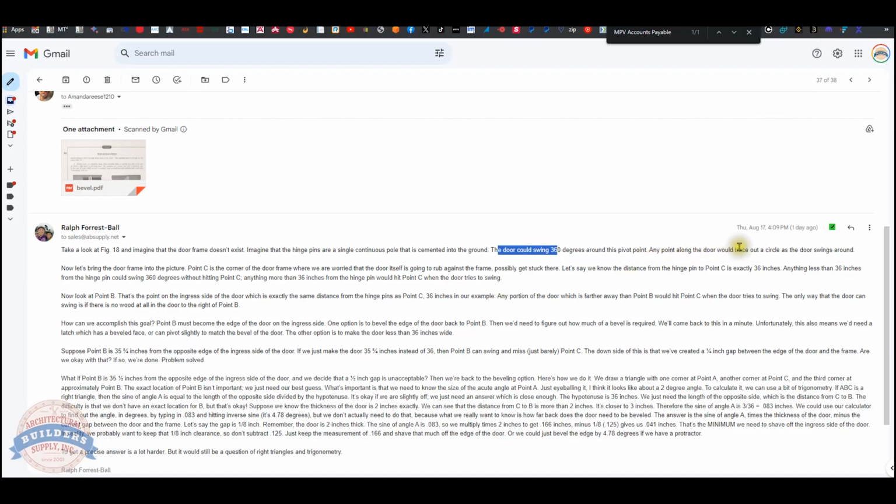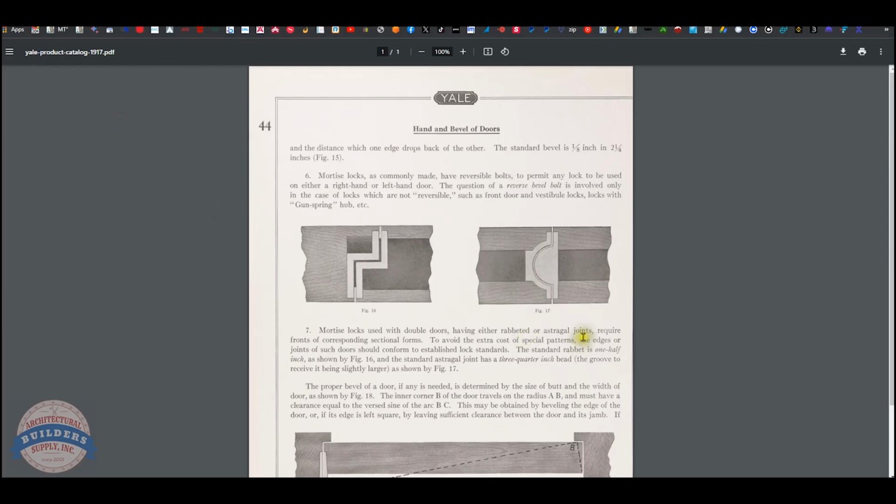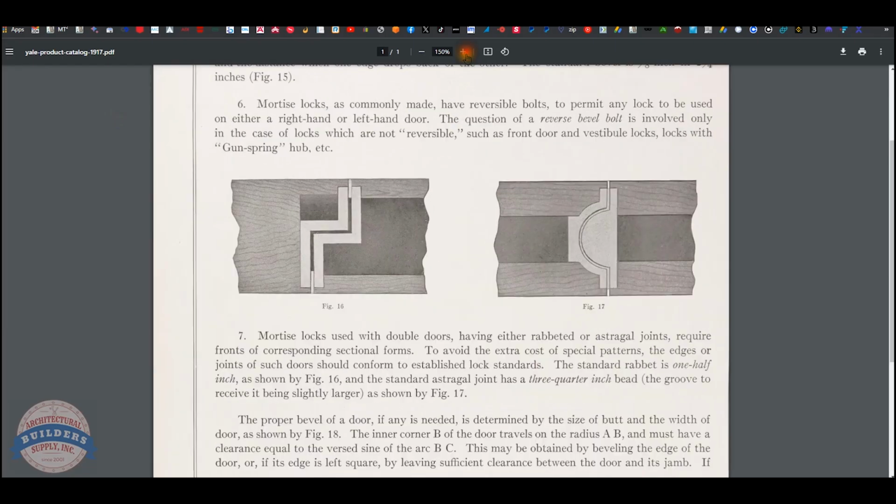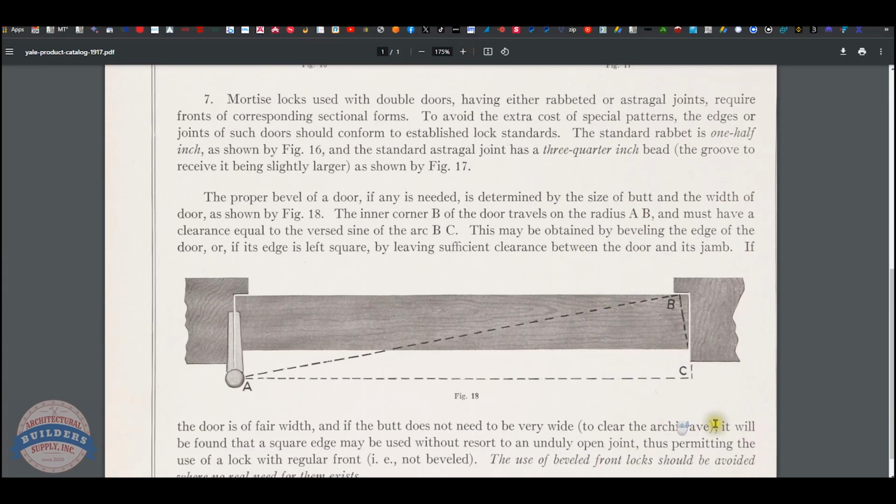Any point along the door would trace out a circle as the door swings around. Yes, we discussed that. Now let's bring the door frame into the picture. Point C is the corner of the door frame. We are worried that the door itself is going to rub against the frame, possibly get stuck there. Indeed, that's the whole purpose of the concern. C, is the door going to hit here?